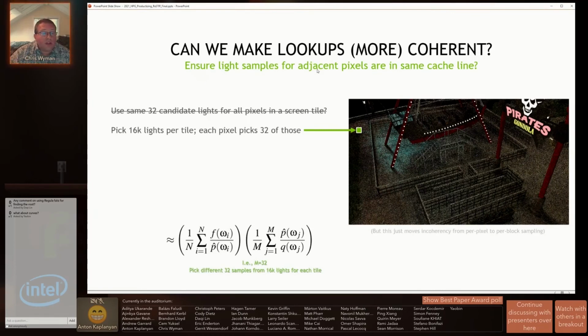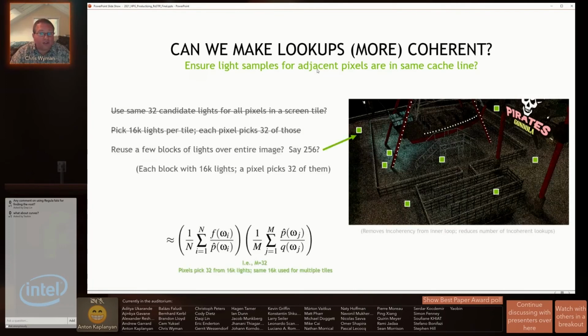Now, what we could do is change how these tiles work. Instead of all pixels in the tile using the same 32 candidate lights, we could come up with a list of candidates, like 16,000 of them for each of these tiles. And then each pixel picks 32 of those. This still uses the correlated form of RIS shown at the bottom. But what it does is move the incoherency from a per pixel sampling basis to when you create these blocks for each tile. Unfortunately, this doesn't actually improve anything, because now you're computing a block for every block on screen, and you've just moved the incoherency out.